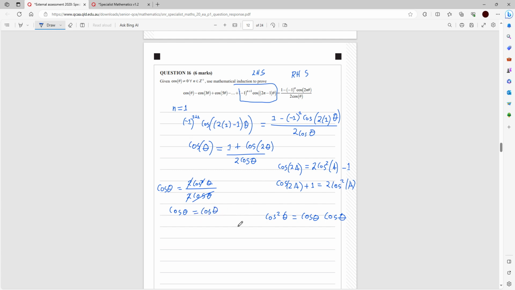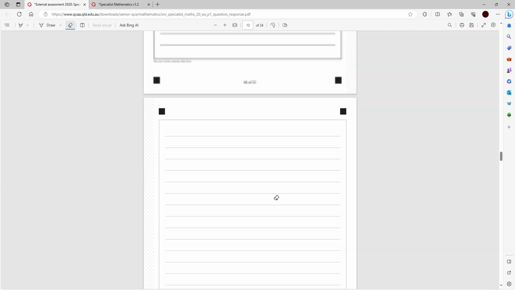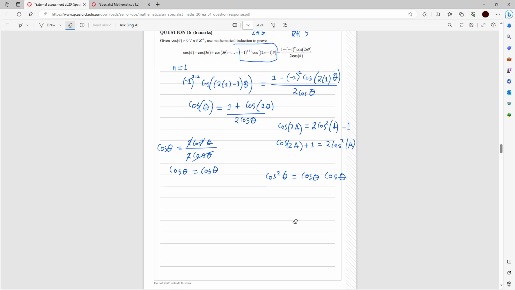Now that was quite a handful on its own, just the first statement. So it is true for n equals 1. Now all I'm going to do is start rubbing stuff out just so I have enough room for the rest of it, because it's quite hefty and it took me a bit to get through it. So let's rub that out. So we know it's true for n equals 1.